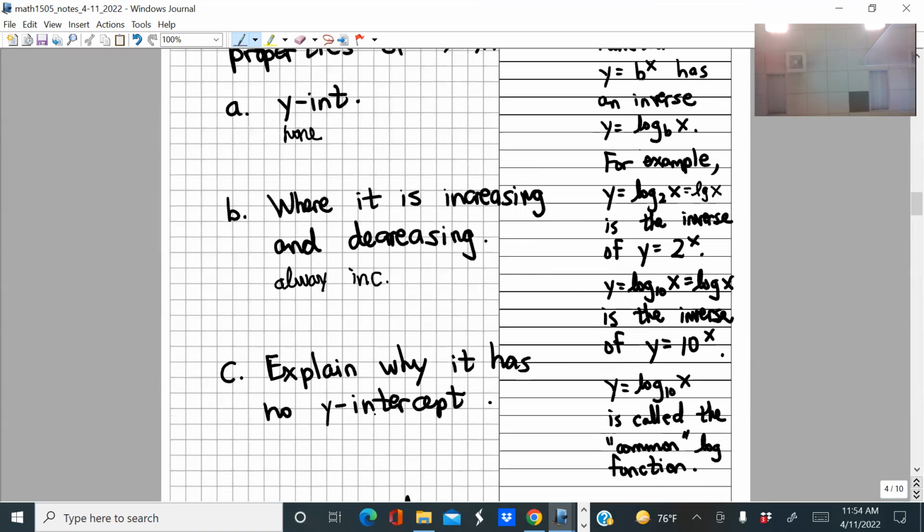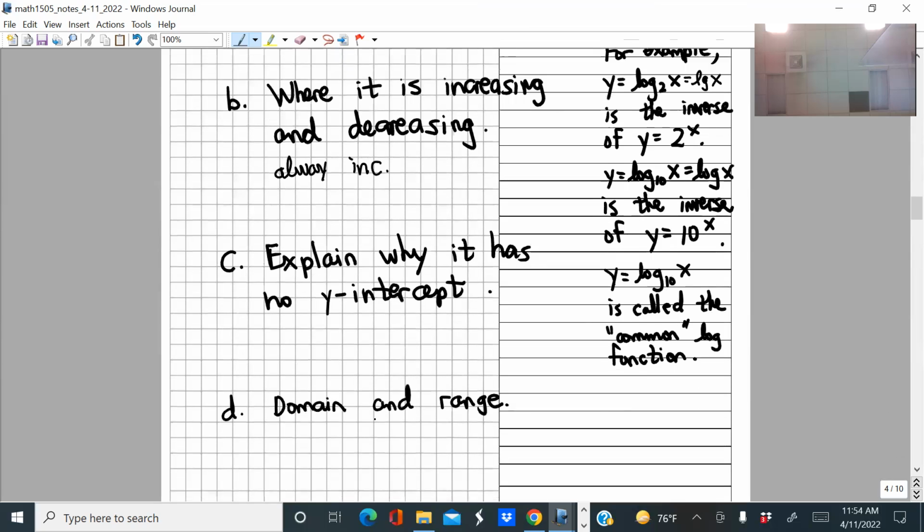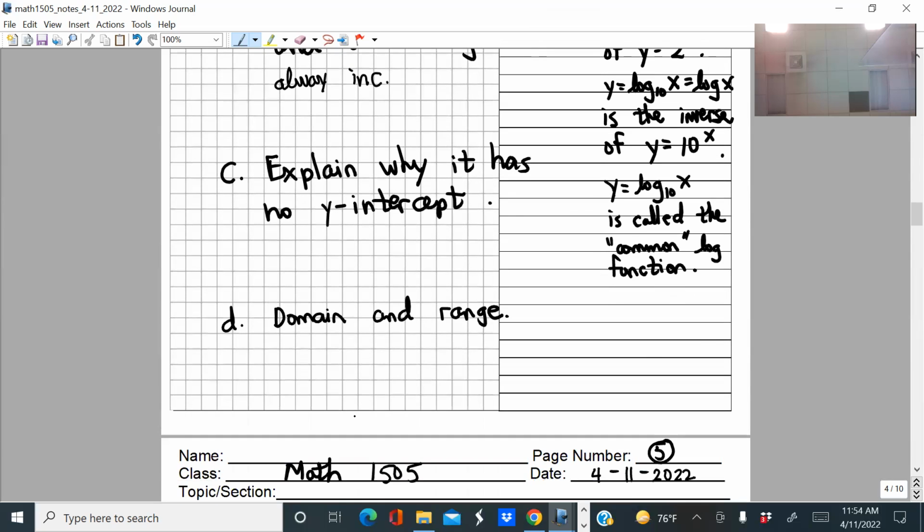No y-intercept, we discussed that, right? Okay. Domain and range. The domain is from 0 to infinity, not including 0. And the range is all real numbers, so minus infinity to infinity. That's the natural logarithm function, which is the inverse of e to the x power.